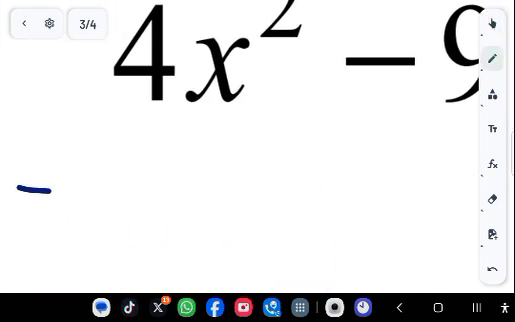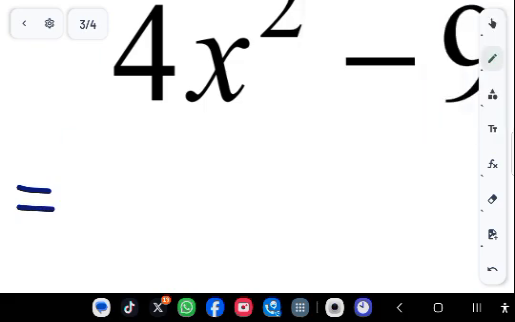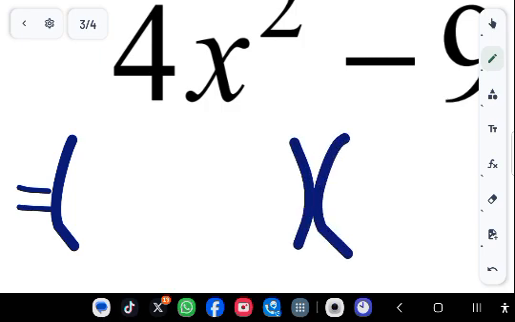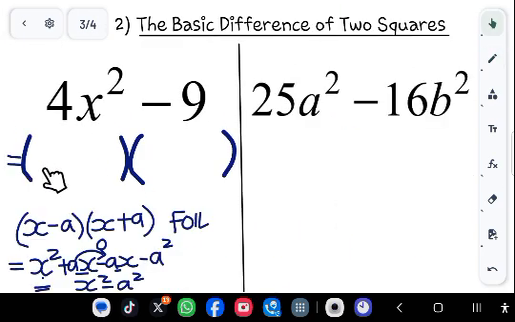You just go equals to, open two pairs of brackets, one pair, and then another pair of brackets. In the first term of each bracket, you find the square root of the first term. The difference of two squares basically means the minus of two squares. So it's one square and another square, and the difference is the minus showing in the middle. So that's the difference of two squares. That's when you subtract two squares.